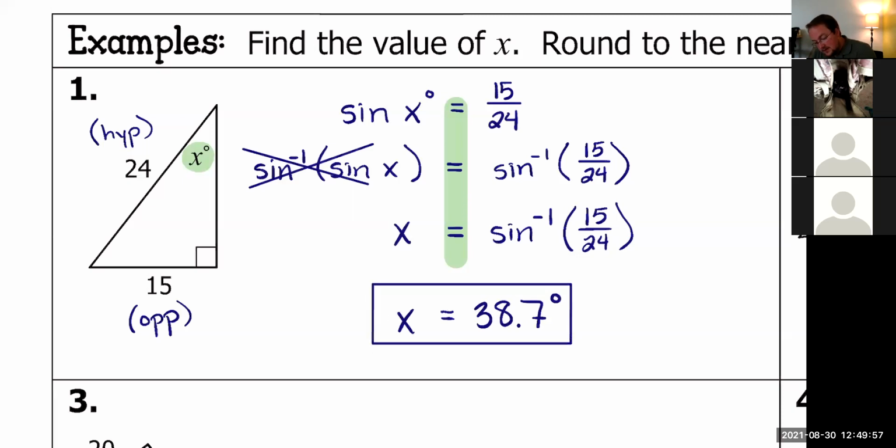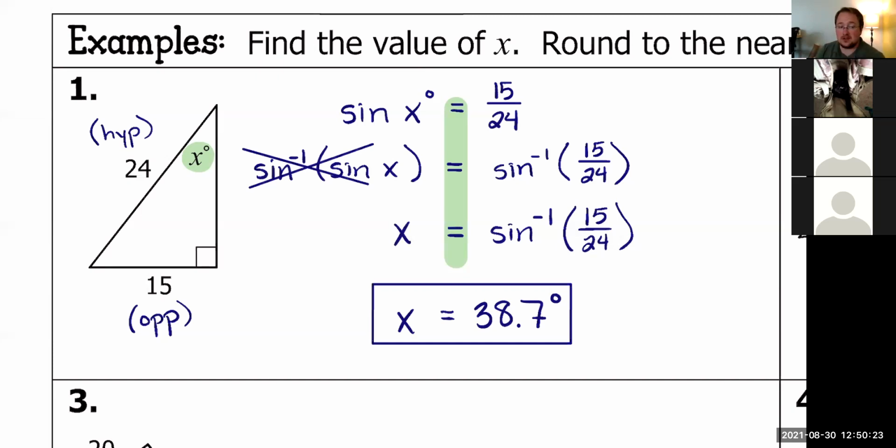Now, if you're a bit hesitant about using a fraction inside this inverse function here, you can, if you need to, find a decimal approximation of 15 over 24. To do that, you would just take 15 divided by 24 and then take the inverse sine of that. If you have a scientific calculator, though, it should be able to do all of this.